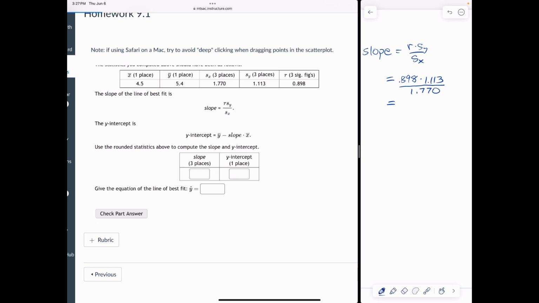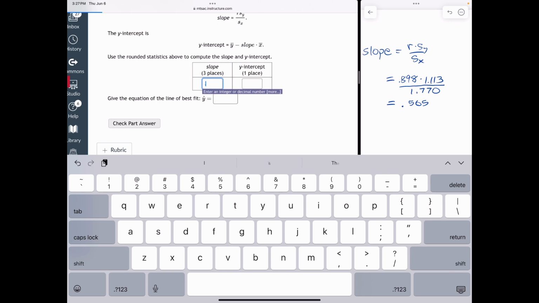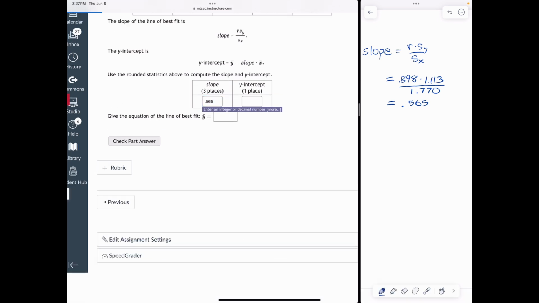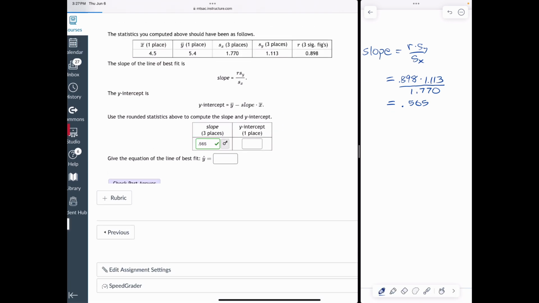Okay, 0.898 times 1.113 divided by 1.770. So I get a point, and it wants how many places? Three places for the slope. So 0.565 is what I'll go with. And I think I'll just make sure this is right. Okay, check that. That's good.